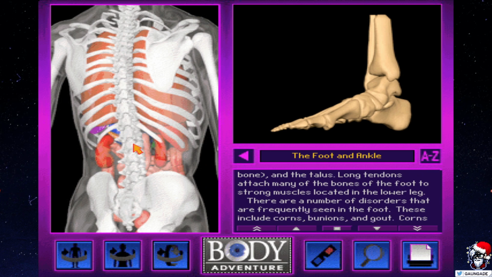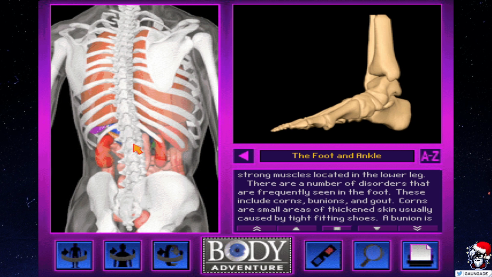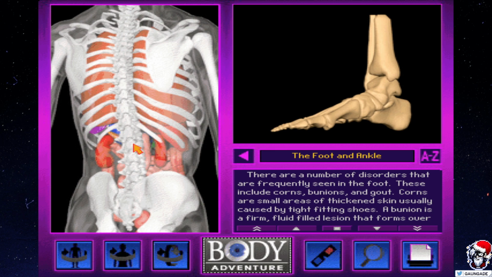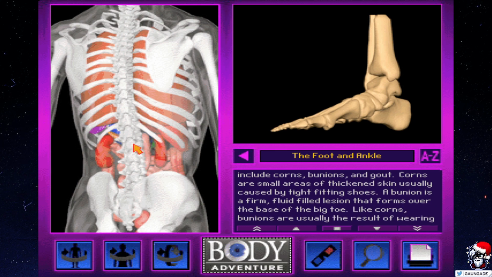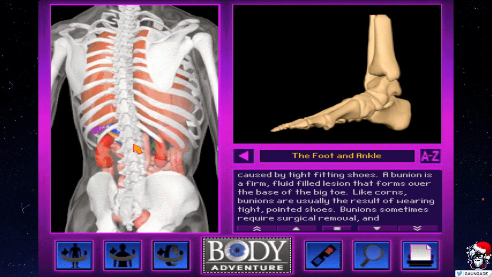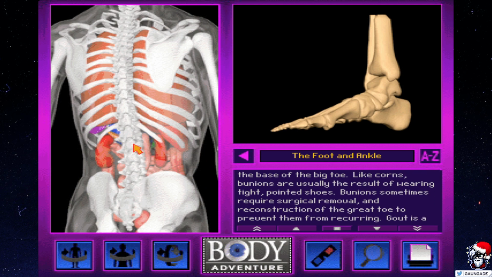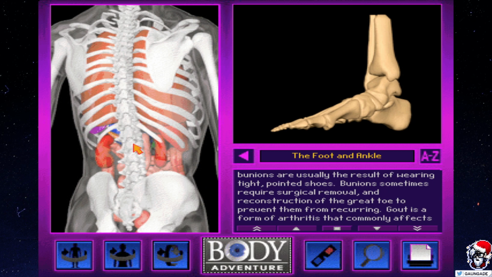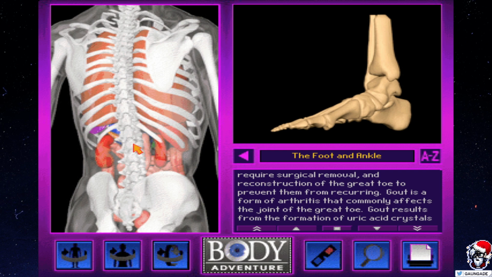There are a number of disorders that are frequently seen in the foot. These include corns, bunions, and gout. Corns are small areas of thickened skin, usually caused by tight-fitting shoes. A bunion is a firm, fluid-filled lesion that forms over the base of the big toe. Like corns, bunions are usually the result of wearing tight, pointed shoes. Bunions sometimes require surgical removal and reconstruction of the great toe to prevent them from recurring.